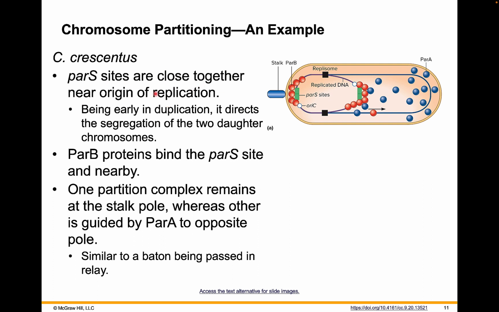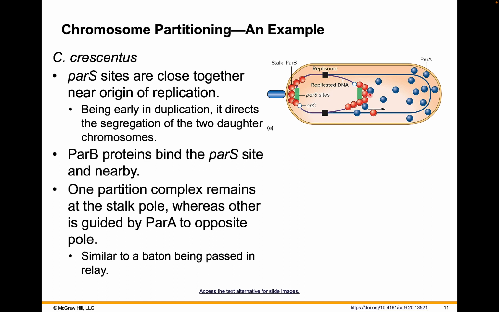So again, the ParS site is close together near the origin of replication, and being early in the duplication, it directs the segregation of the two daughter chromosomes. ParB proteins bind to the ParS site and nearby. One partition complex remains at the stalk of the pole. This is the stalk right here, whereas the other is guided by these ParA proteins towards the other pole.